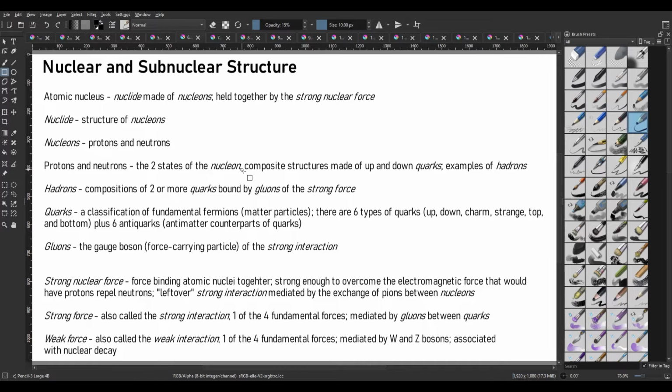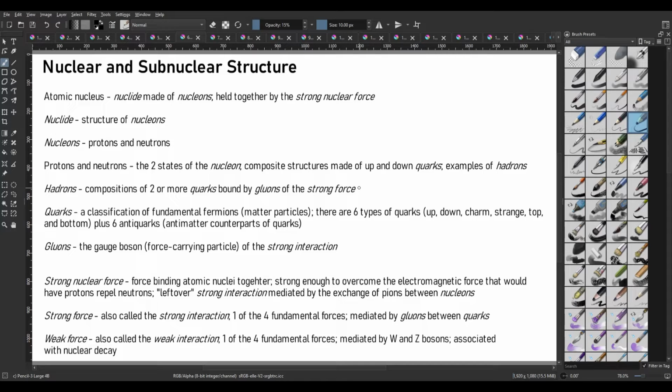And then the next thing is going to say protons and neutrons. And like we just talked about, they're the two states of the nucleon. And they are not fundamental. Protons and neutrons are not as fundamental as it gets. They're going to be composite structures made of quarks, specifically up and down quarks, we'll discuss in a second. And they are examples of hadrons. Hadrons are just a term for a composition of two or more quarks bound by gluons of the strong force.